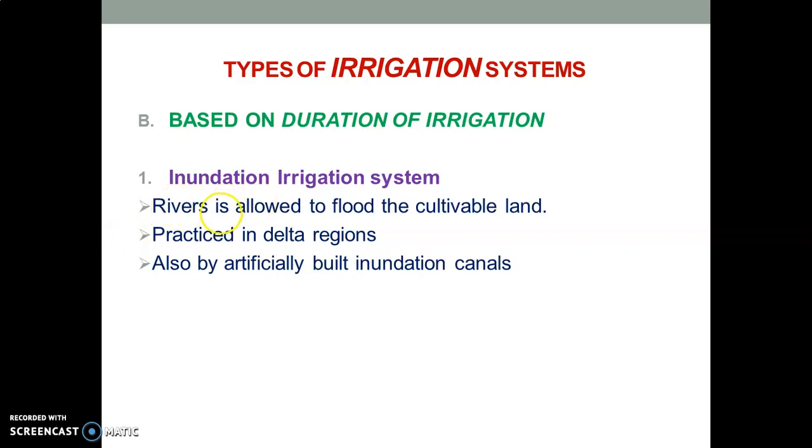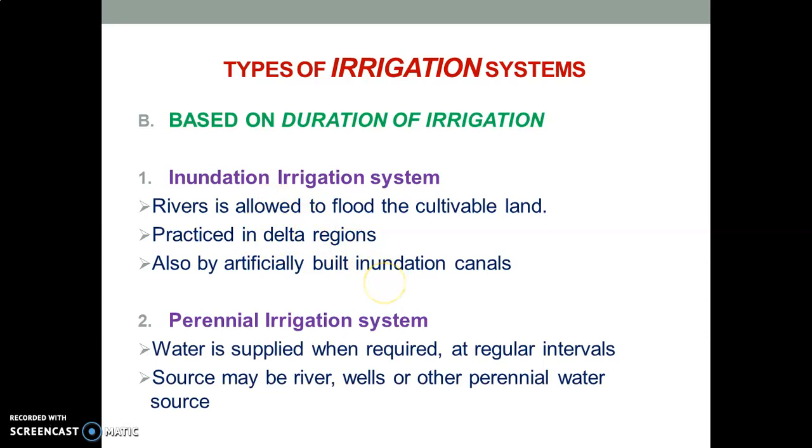Now this inundation irrigation system is practiced in delta region. Delta region is the region where a river meets a sea or an ocean. For example, near the Bengal area, or in the Tamil Nadu area, this type of inundation irrigation system is practiced. Next is the perennial irrigation system.